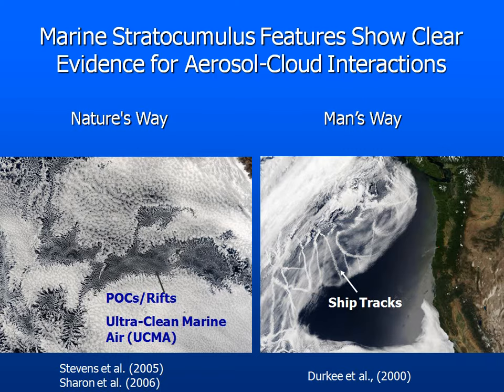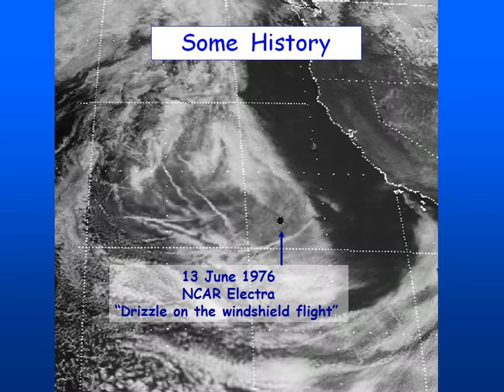But let me just give you this introduction here too. One of the things that we see, of course, is lots of aerosol cloud interactions, or at least aspects of that, when we look at the satellite imagery. And here's just a sort of nature's way and man's way, as I call it. The ship tracks here are good evidence that there's some modification of the clouds that's probably associated with aerosols. Less clear is what the aerosol roles are in the pocks and rifts just by looking at it, but we'll talk about that a little bit later.